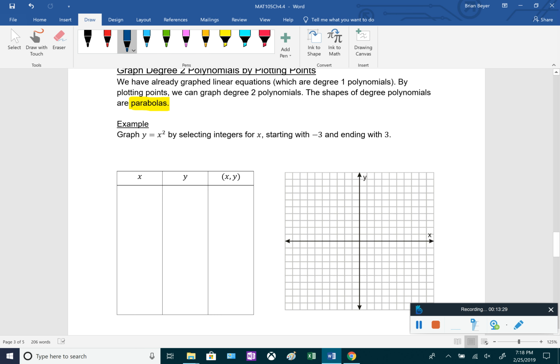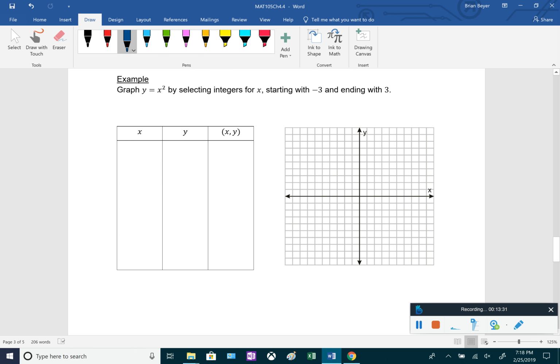Okay, so let's do these examples. Let's graph y equals x squared by selecting integers for x, negative 3 to positive 3. So it's going to be negative 3, negative 2, negative 1, 0, 1, 2, and 3. We're going to plug these into the function to find their y coordinates. That'll give us an xy ordered pair. Plot those ordered pairs, connect them with a smooth curve.